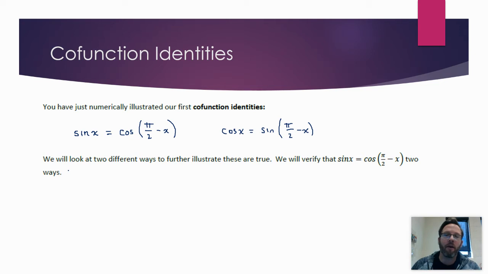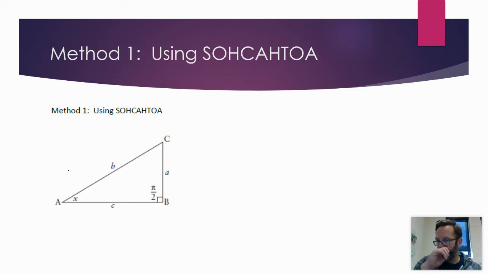We just showed them numerically. But let's try to convince you that these are true. And we're going to look at 2 different ways to illustrate these are true. We're going to focus in now just on the first one: sine x equals cosine pi over 2 minus x. We might have enough space just to verify both. The first is just by using SOHCAHTOA.